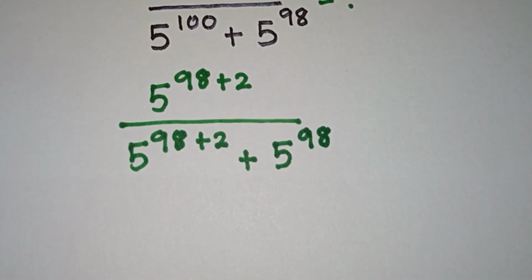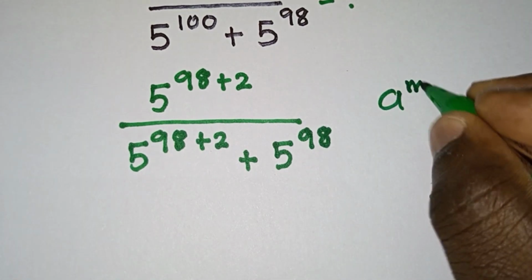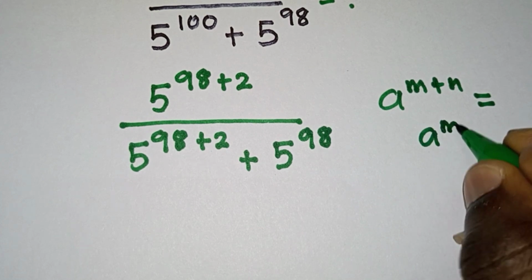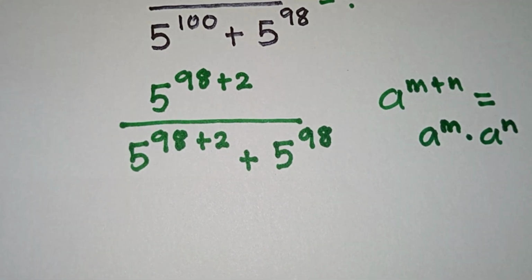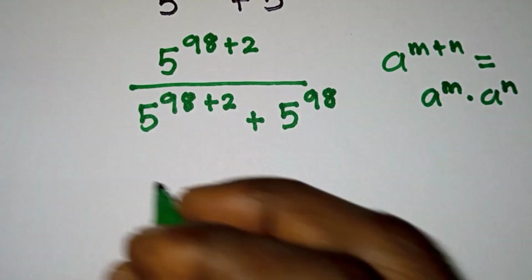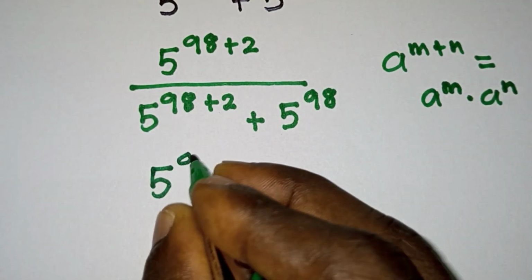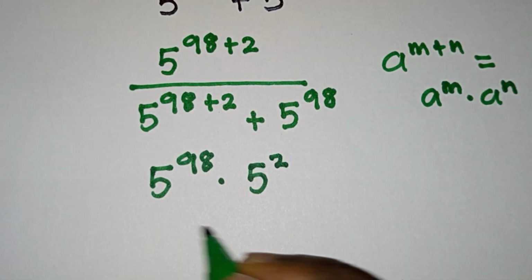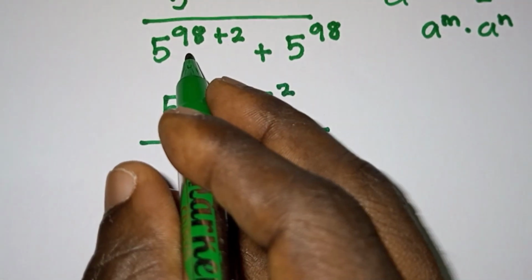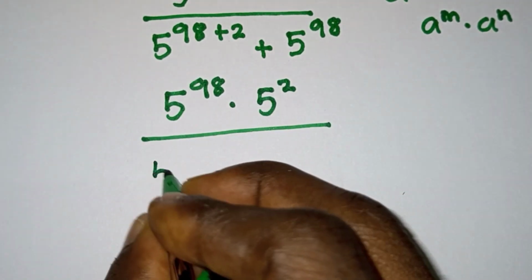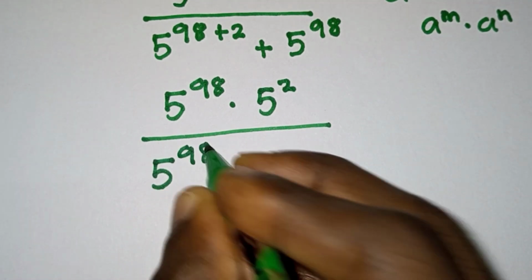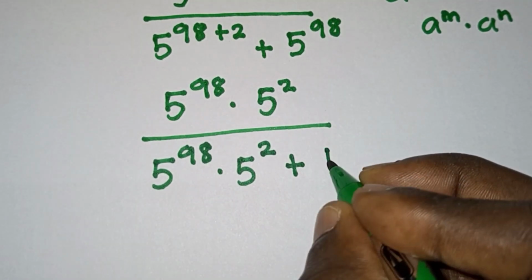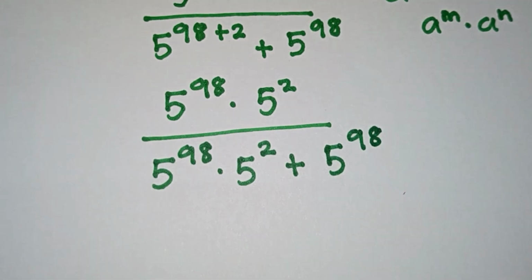98. Now let's apply the power rule that a to the power m plus n is the same as a to the power m times a to the power n. Right? So we're going to have, from here, 5 to the power 98 times 5 to the power 2 divided by, we have the exact same thing here, so I'm going to copy this one down. 5 to the power 98 times 5 to the power 2, then plus 5 to the power 98.